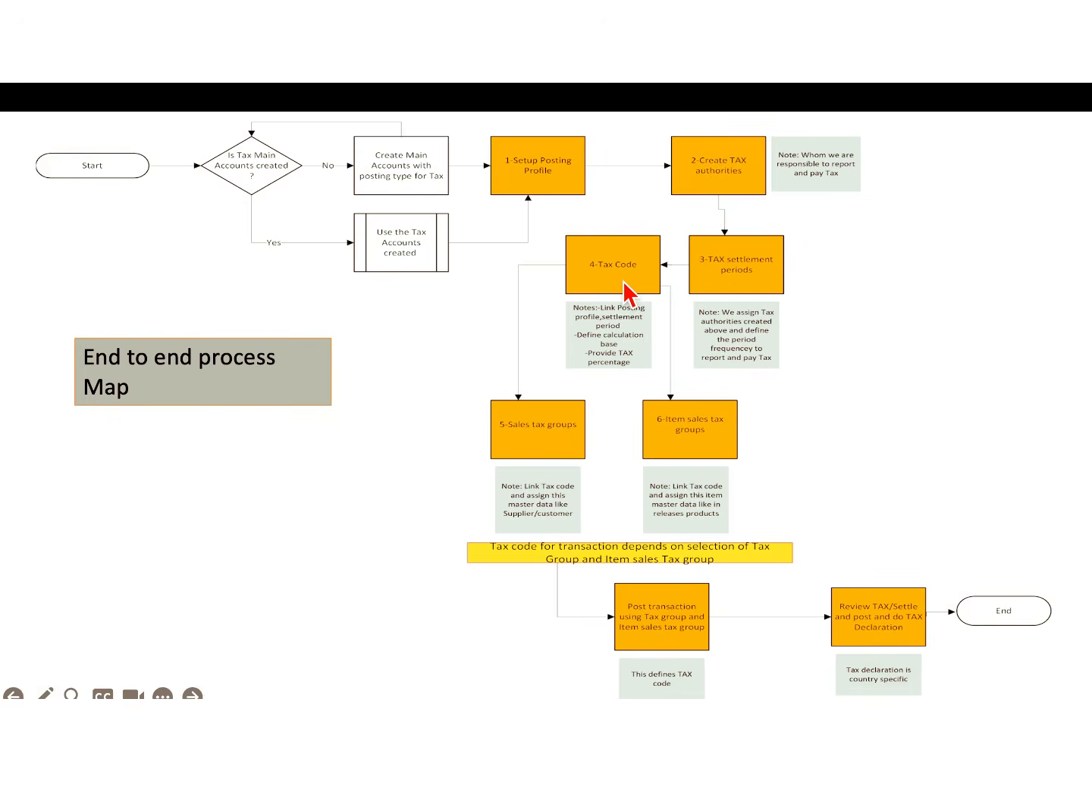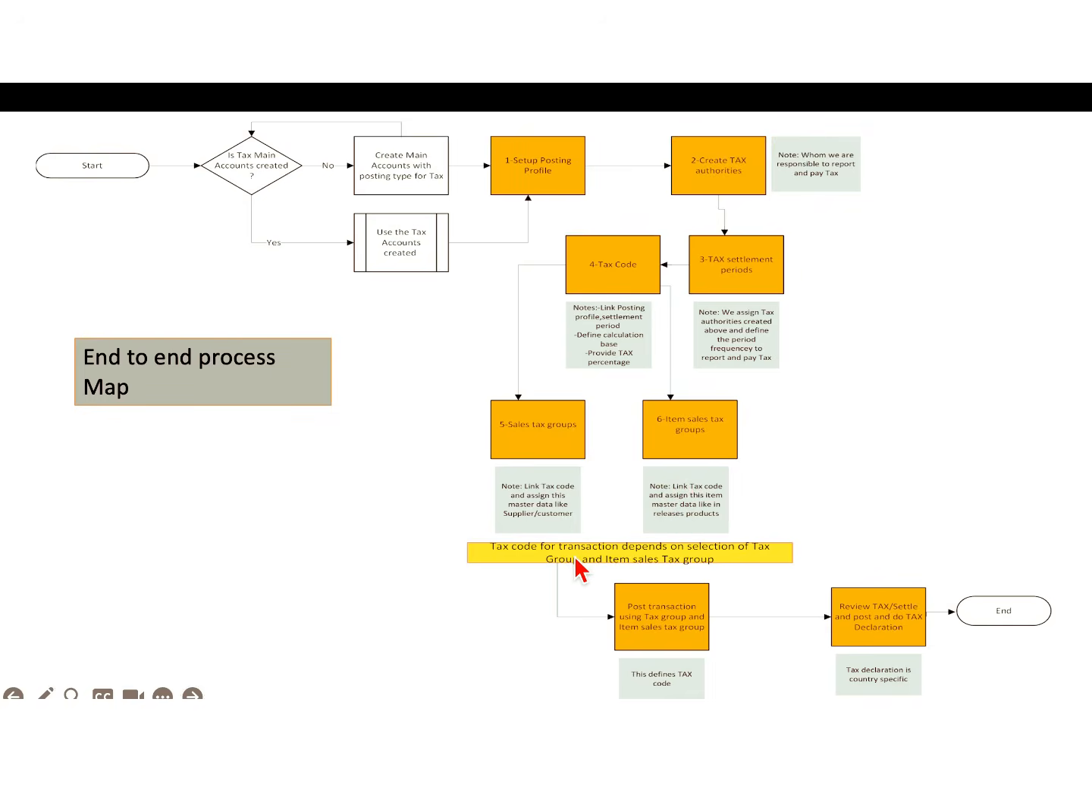Then comes your tax code creation, where you link the posting profile you created, and you also define the calculation base, like the invoice line or the gross. All the base has been defined here. You also provide the tax percentage, which we have seen in an example. So this is very important. Once the tax code is created, it is used in the sales tax group and also in the item sales tax group. Once the sales tax group is created, you assign it to the master data, like the supplier or the customer, and we assign the item sales tax group to the released product, for example.